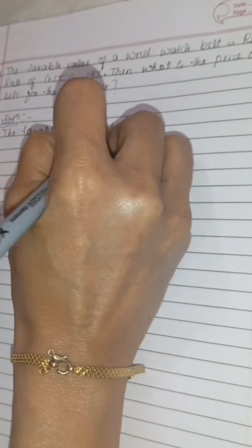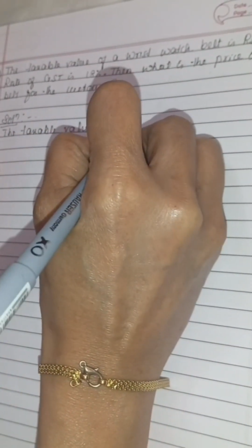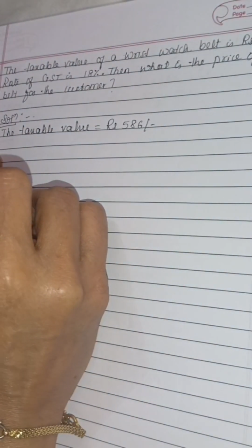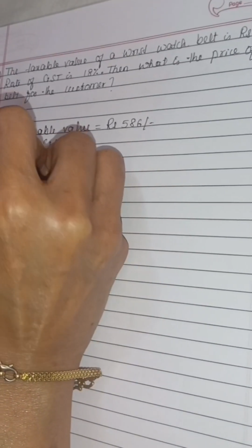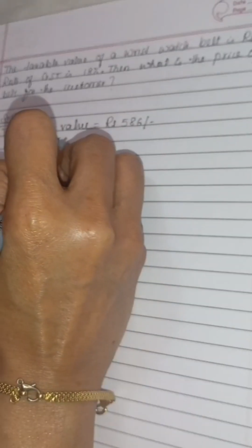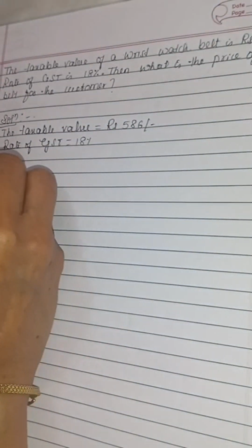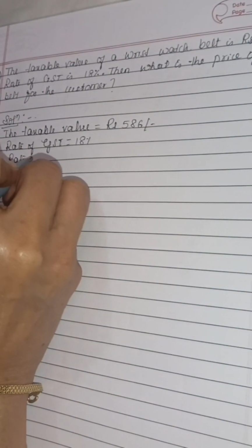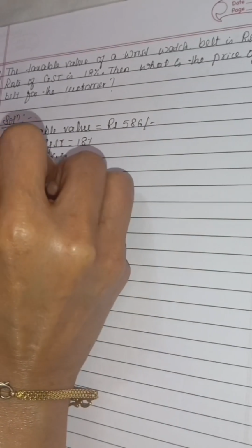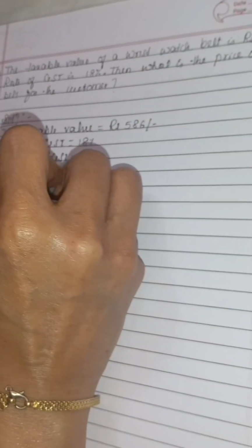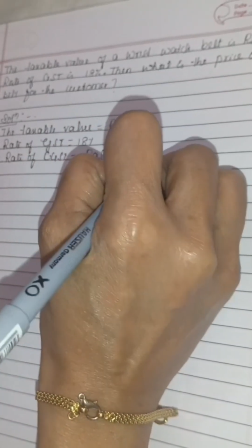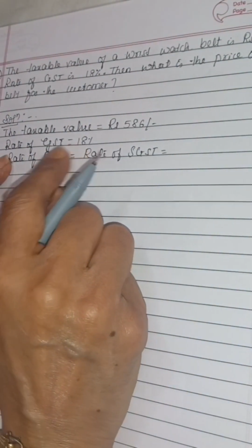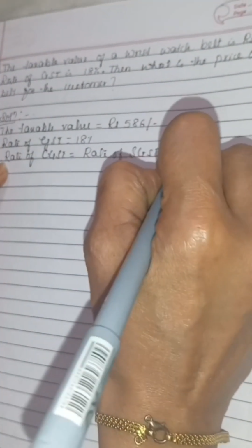Taxable value is rupees 586 and the rate of GST is 18%. Therefore, rate of CGST equal to rate of SGST. That we know, rate of GST is 18%. That rate of CGST is 18 divided by 2, which is 9%.